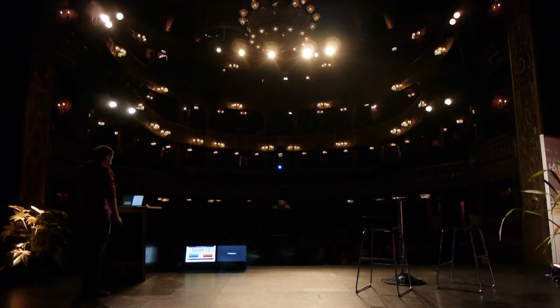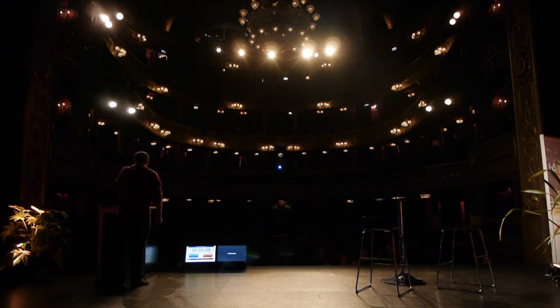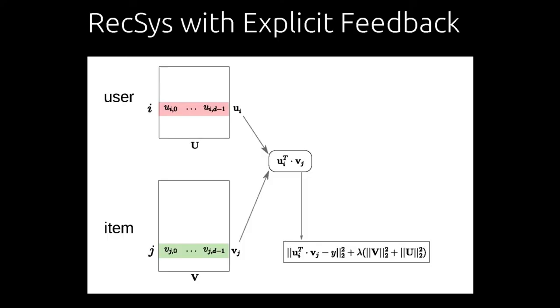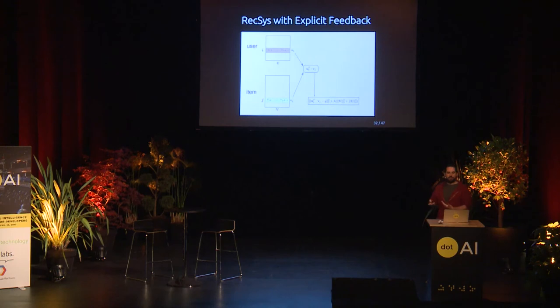So let's talk a bit about architectures now. If we take the original problem of predicting the number of stars that user I will give to item J in the catalog, what we can do is define two embedding layers that are next to one another. One will take the integer ID as the input and will output the embedding vector for that user I, and the other one will do the same for the item. And the model will make a prediction by just doing a dot product of those two vectors, and we'll try to predict the rating, the number of stars, for instance.